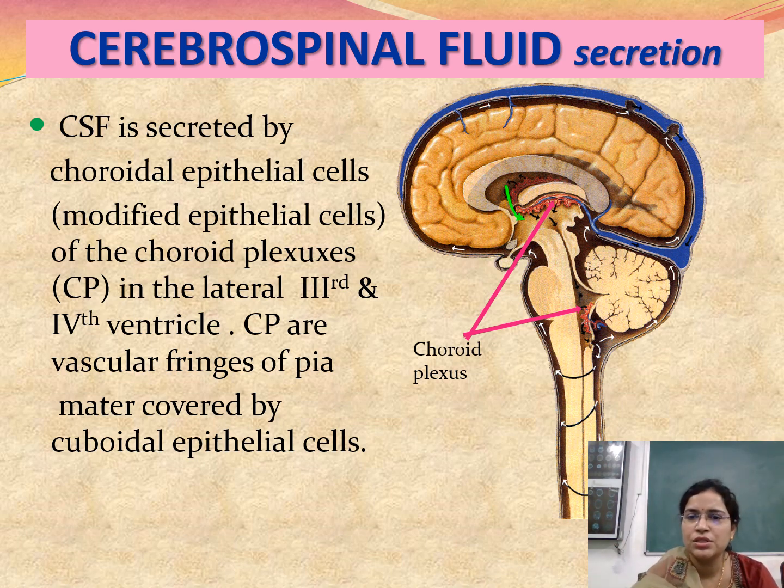So here, this green arrow shows an animation of how the CSF is secreted in the lateral ventricles. That is, in the lateral ventricle CSF is secreted, then it goes towards the third ventricle. This is the third ventricle. From the third ventricle, it passes through the very narrow, slit-like space of the aqueduct of Sylvius, and ultimately it comes into the fourth ventricle.